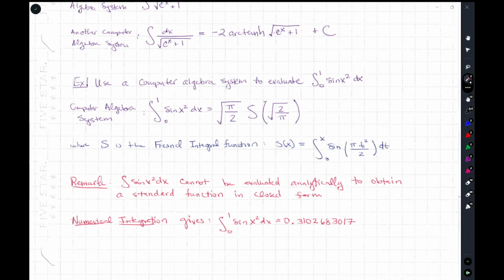So if we do a numerical integration from 0 to 1 of sine x squared, we would get roughly that from a computer system. Or if we even do the numerical methods by hand, which we could take a look at how to do such things.